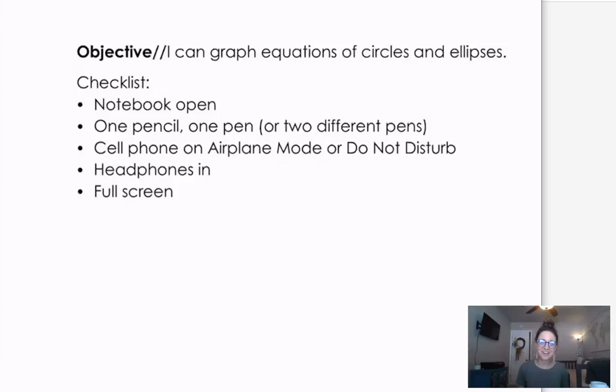Hey pre-calc, welcome back. Our objective today is going to be to graph equations of circles and ellipses. And I've got the checklist on the screen. You know what to do from here.